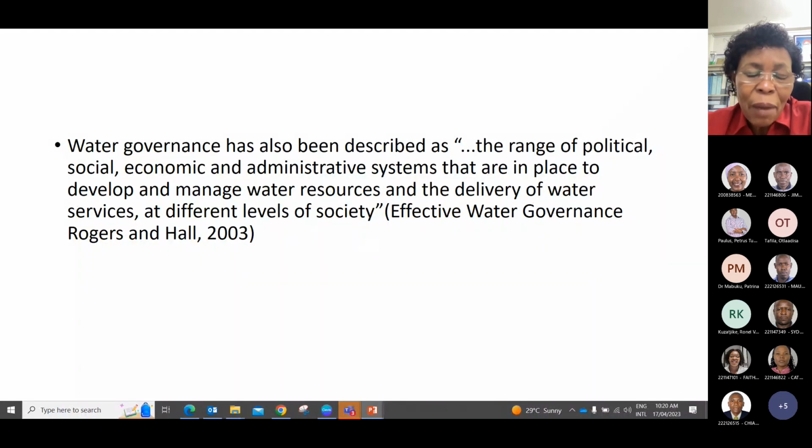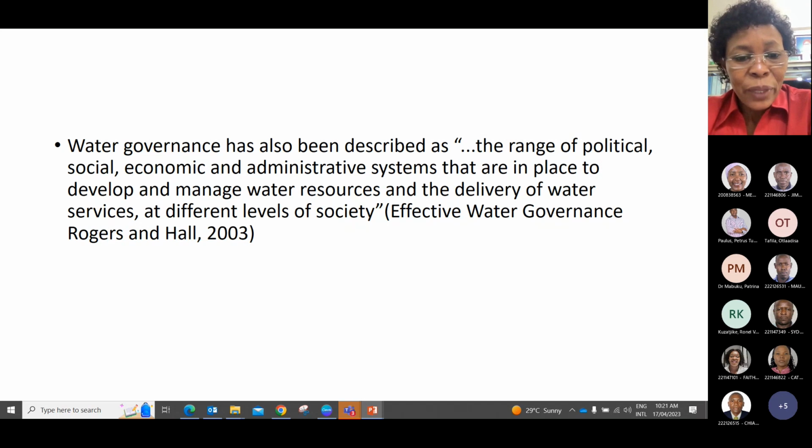Maybe the GWP is the one which introduced the formal and informal actors, and the other definition that we had introduced the accountability part to the definition. But more or less, they all point to a range of stakeholders. They all point to the fact that water and sanitation governance is a system and not a goal in itself that should be in place to ensure that the water and sanitation systems work and services are delivered at different levels of society. Next, please.